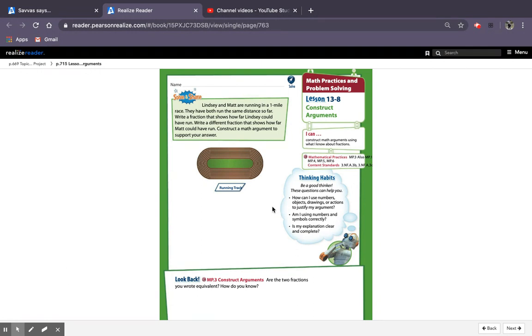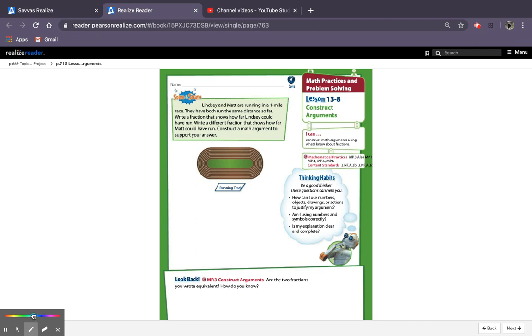So our solve and share says Lindsay and Matt are running in a 1 mile race. They have both run the same distance so far. Write a fraction that shows how far Lindsay could have run. Write a different fraction that shows how far Matt could have run. Construct a math argument to support your answer.